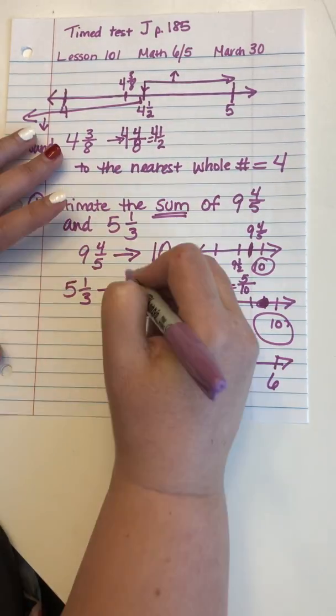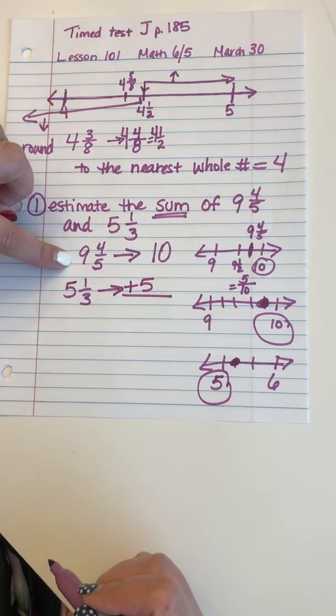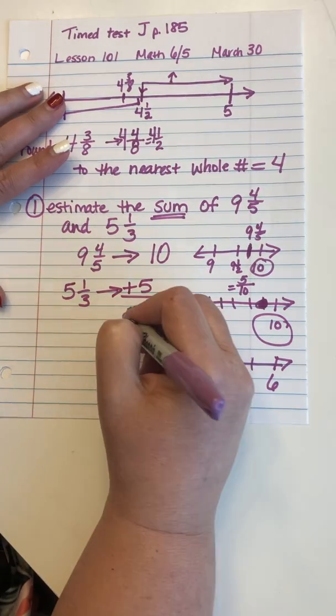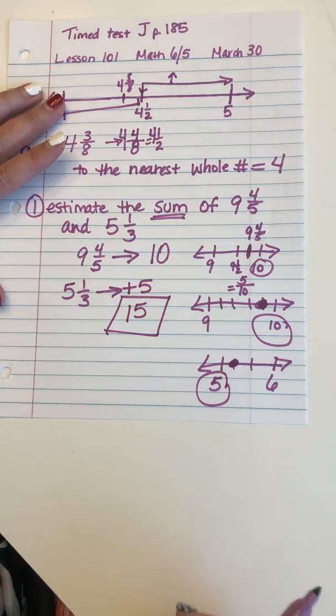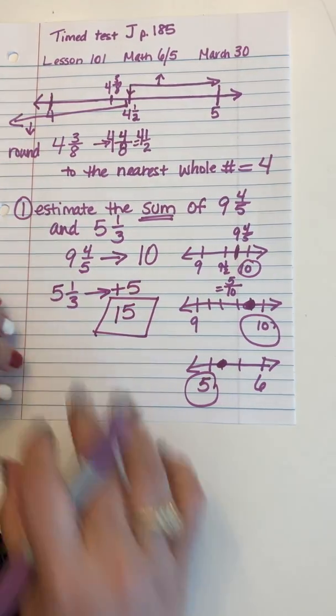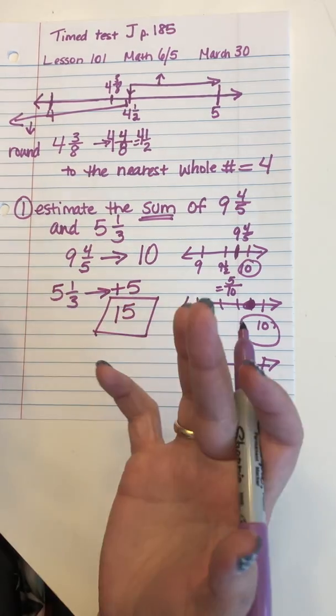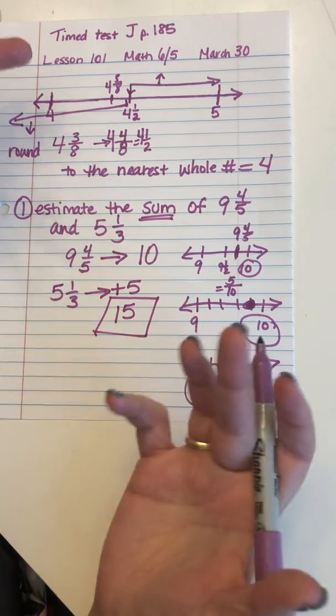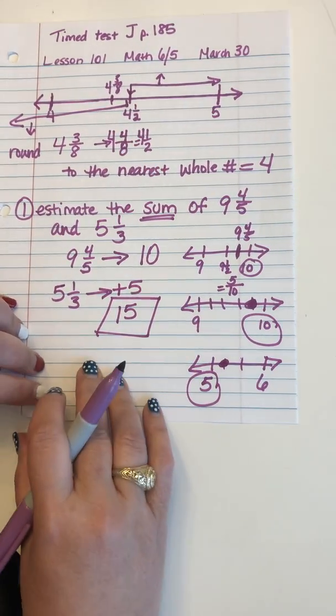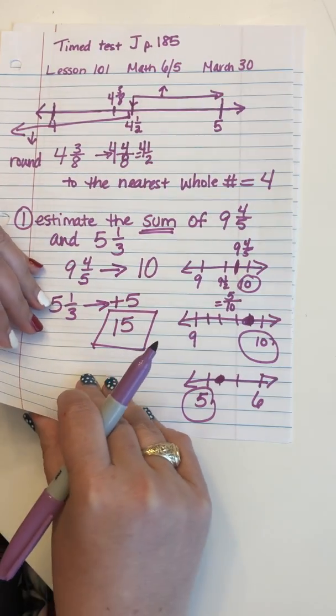So if I was going to estimate the sum of 9 4/5 and 5 1/3, I would estimate it to be 15. Okay, so we can use it to estimate sums, products. We can use it to estimate the perimeter of something. And that is one of your practice problems that I wanted to work with you.